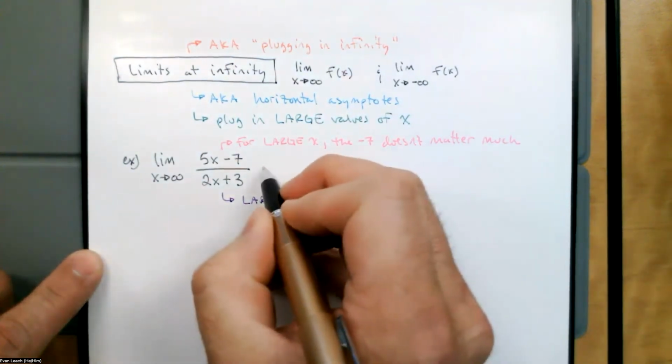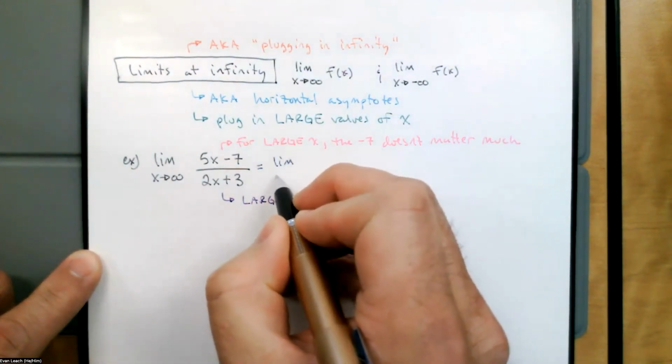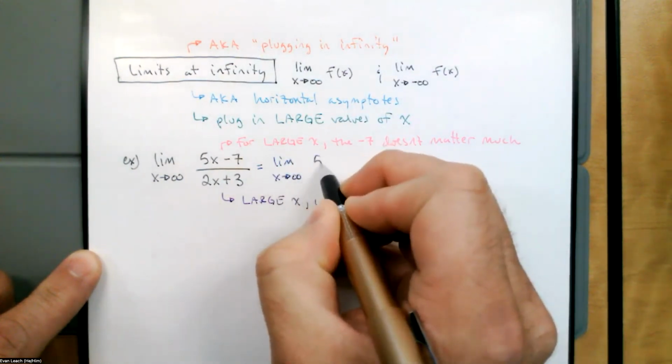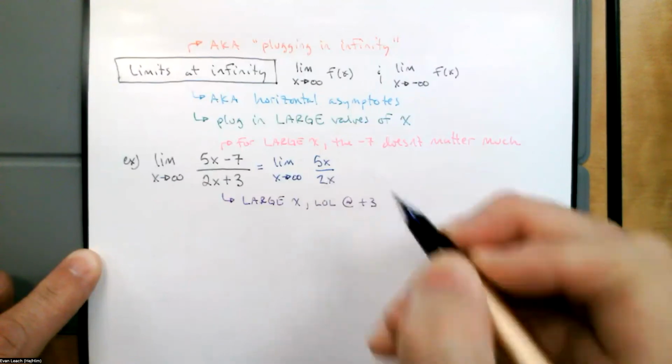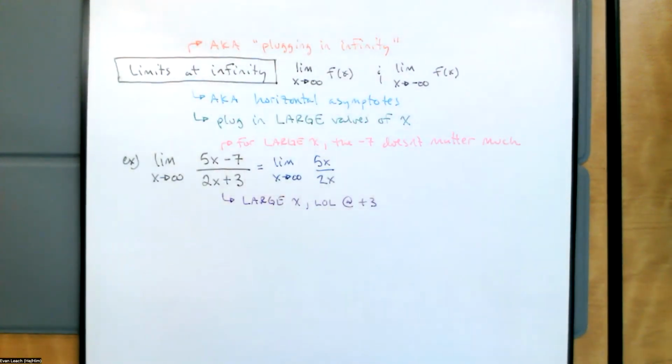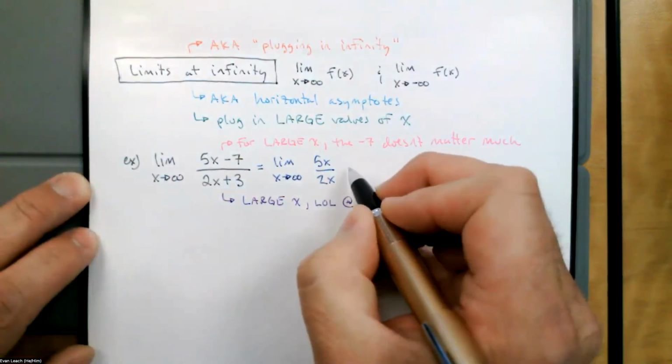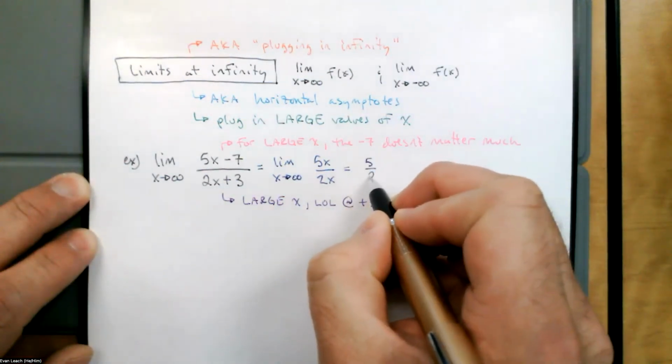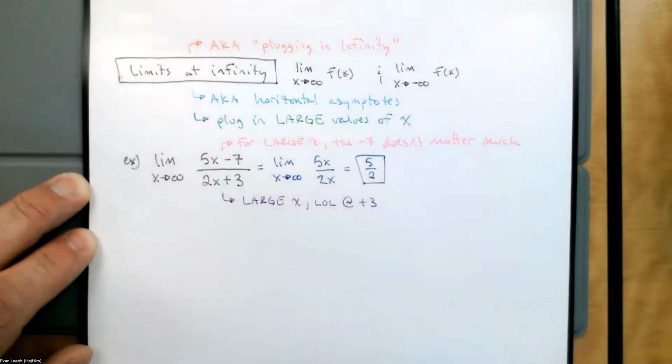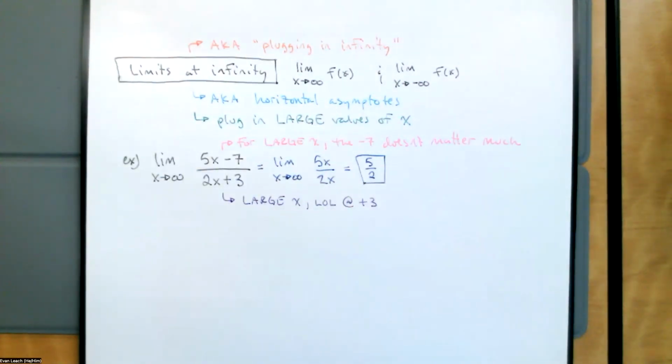So our thinking is that this is going to be the limit as x goes to infinity of 5x over 2x. So now we're just looking at a ratio of 5 billion divided by 2 billion, because those x's are going to be the same. We can get rid of the billion, and this is headed towards 5/2. For large values of x, the only thing we're going to care about are orders of magnitude.